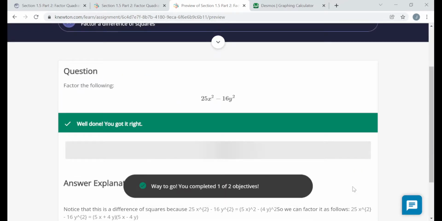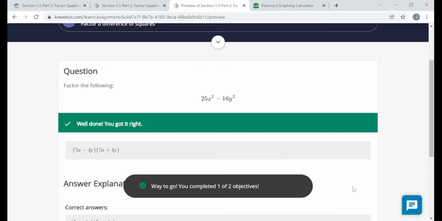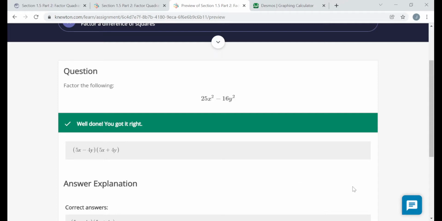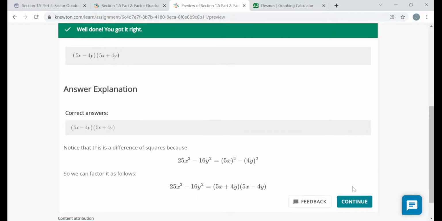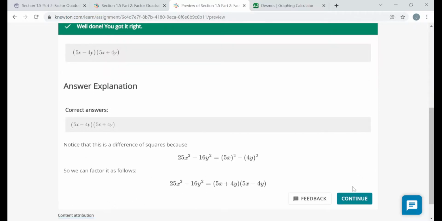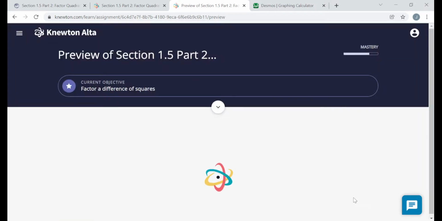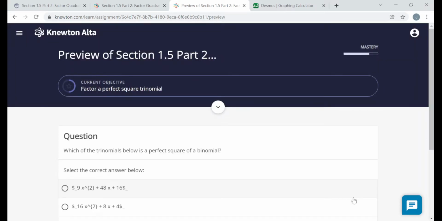You know, for most objectives, if you get around 4 questions correct, you'll complete that objective, as long as you don't get anything wrong. Again, if you get things wrong, it'll back up the progress bar, and you'll have to do more problems. Alright, so the rest of the questions should be on perfect square trinomials.